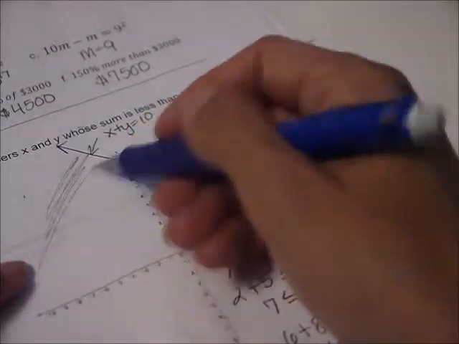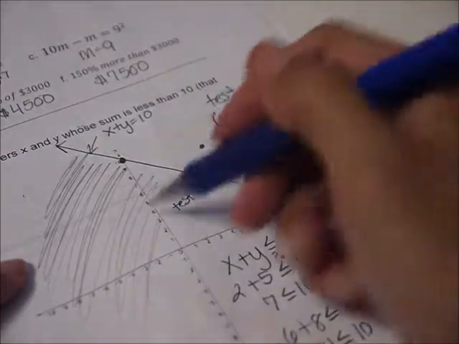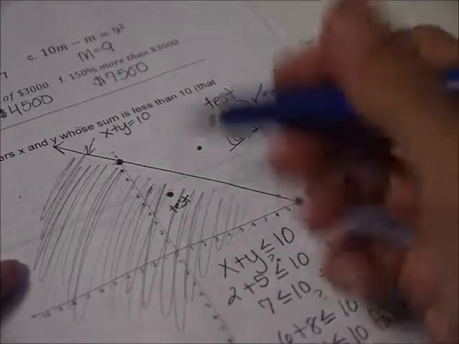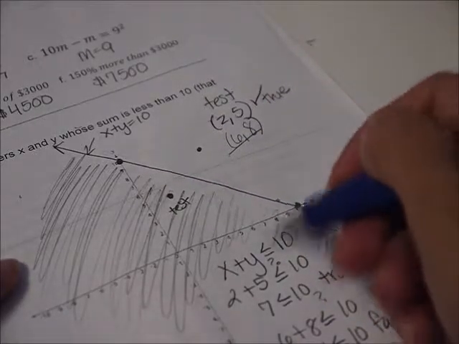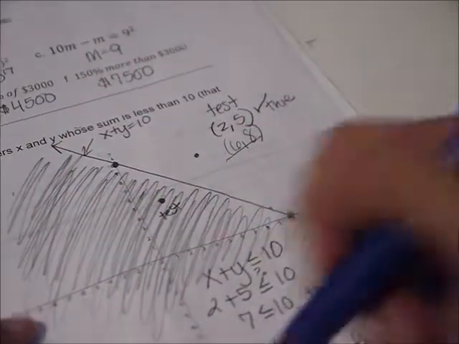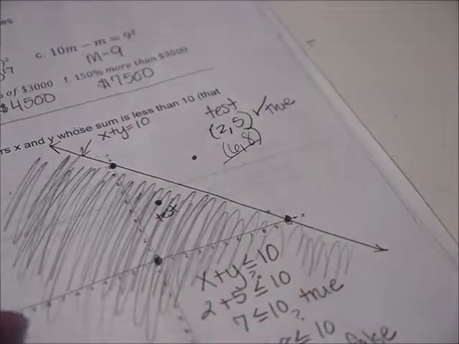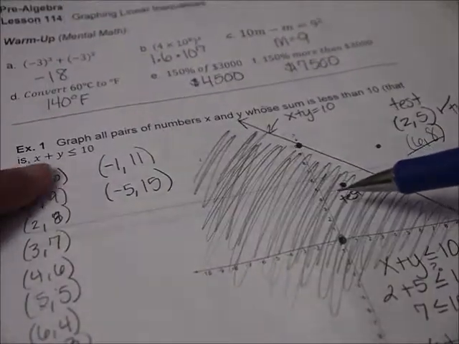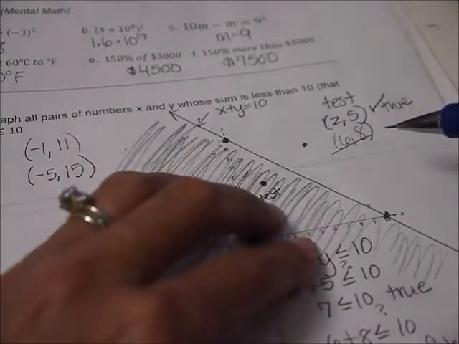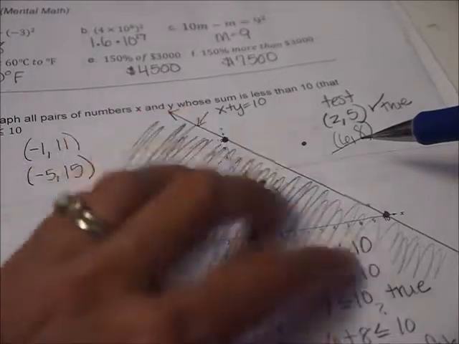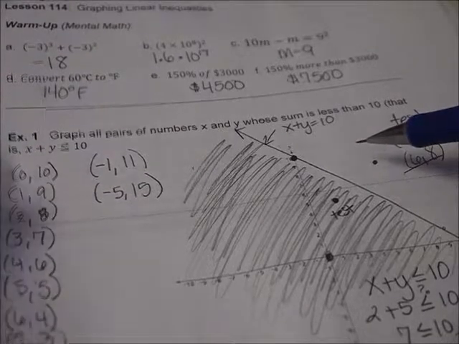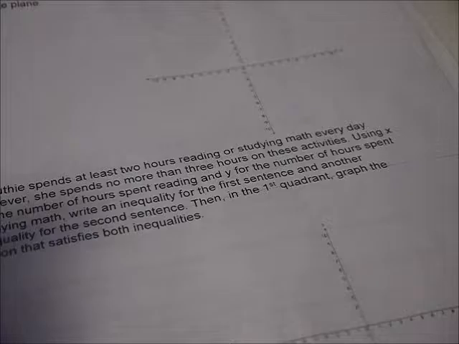So what we do now is shade. We're going to go into this in a lot more detail next year. You can take a different color too if you'd like to make it a little more exciting. And you just shade this side of the line. So that means that any point you pick down here, even 0, 0, will meet the criteria of x plus y is less than or equal to 10. All the ordered pairs, all the points down here, even fractions and decimals, these all will fit this linear inequality. Okay, let's try another one.